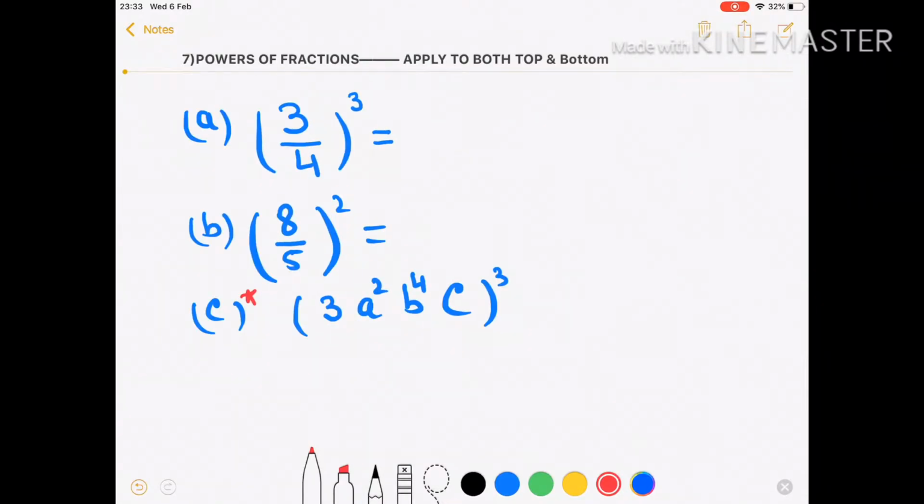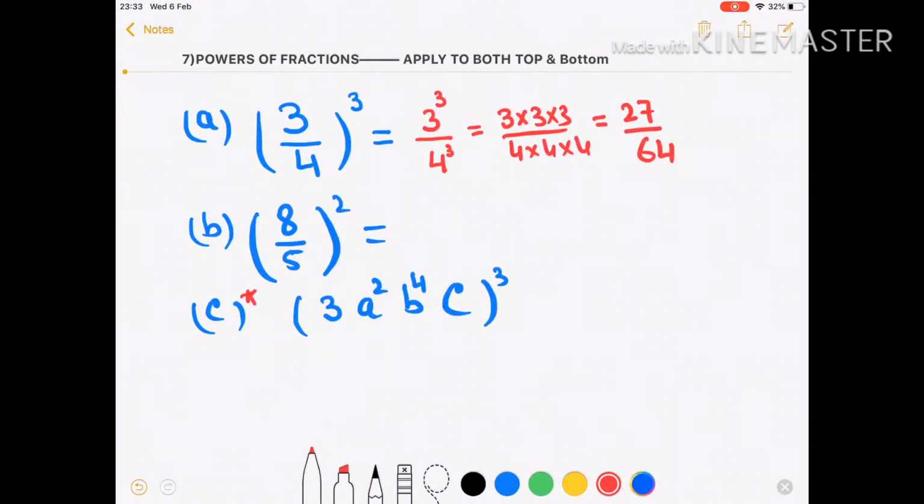Now we are going for rule number 7. If you see a fraction in brackets, apply the power to everything inside the bracket. So 3 over 4 to the power 3. That 3 belongs to everything inside the brackets. So 3 to the power 3, 4 to the power 3. 3 to the power 3 means 3 times 3 times 3. 4 to the power 3 means 4 times 4 times 4. If you multiply them, you'll get the answer 27 divided by 64.